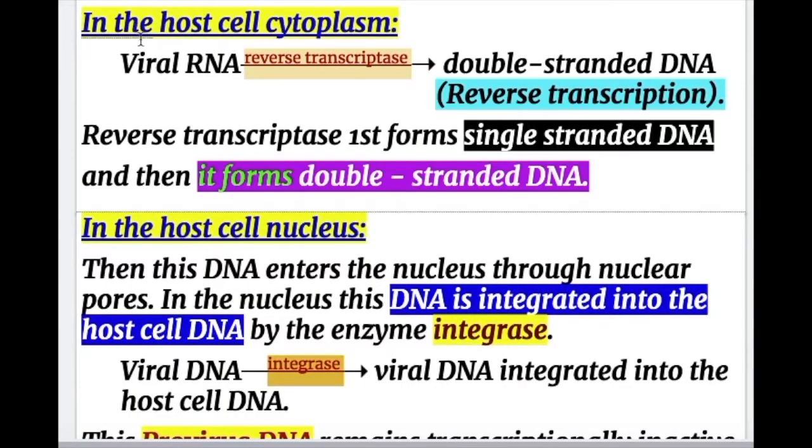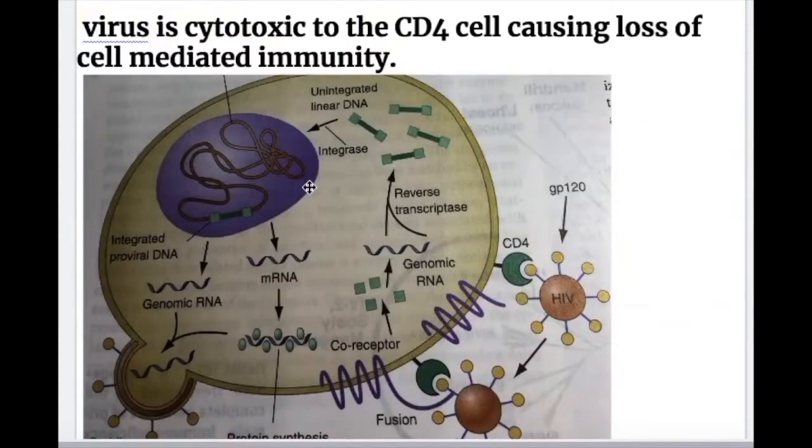So I repeat here, in the host cell cytoplasm, viral RNA, reverse transcriptase acts on viral RNA and converts it into double-stranded DNA. This is reverse transcription. The reverse transcriptase first forms single-stranded DNA, and then it forms double-stranded DNA, as I have shown here, and then it enters through the nucleopores along with integrase into the nucleus and integrates with the CD4 cell DNA with the help of the enzyme integrase, which also enters the nucleus.